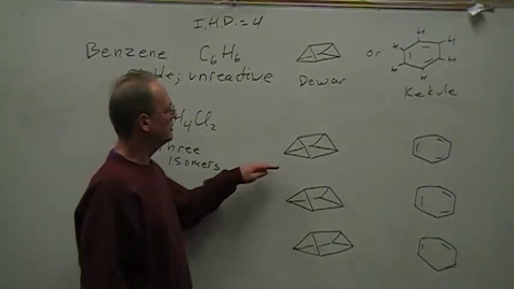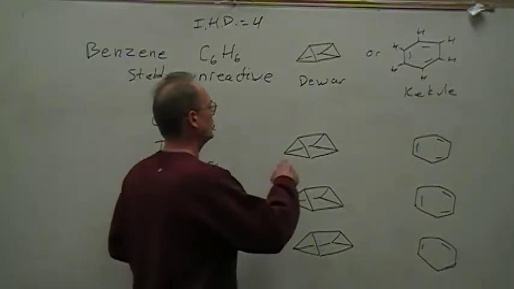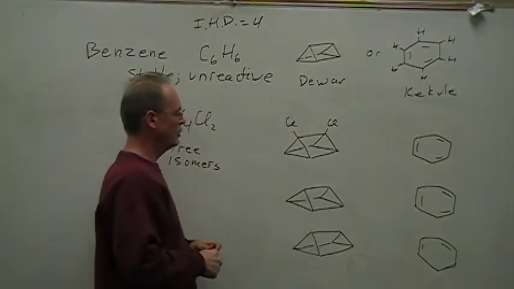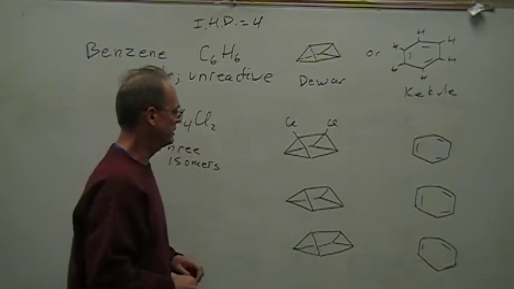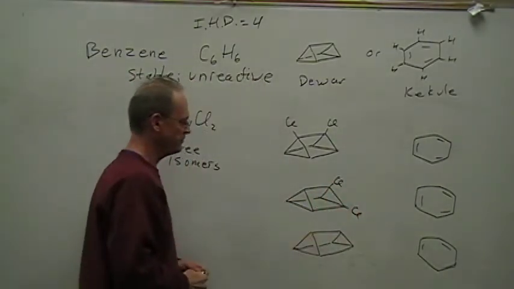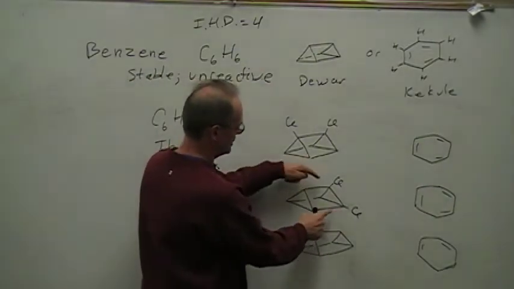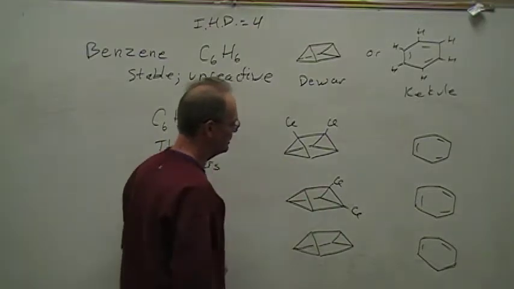Okay, so how could we put 2 chlorines onto a prism type structure like this? Well, you could put them on like that, which would be the same as putting them on here and here, or here and here. So that's a possibility. You could put them on like that, right next to each other, on a 3-membered ring. That would be the same as putting them on here and here, here and here, here and here, here and here, or here and here.